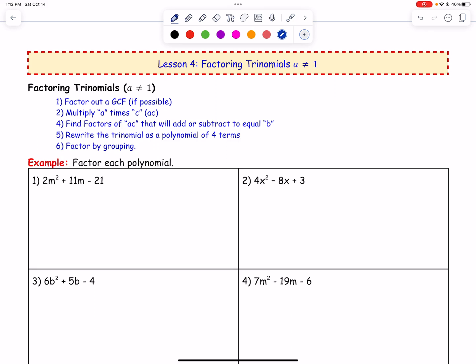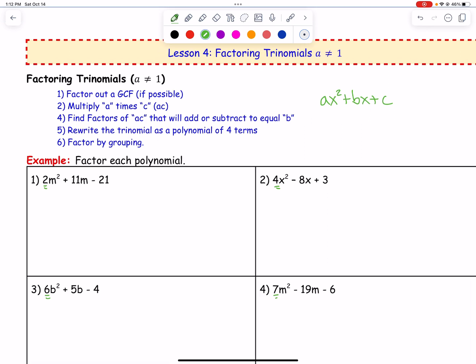In this video, we're going to take a look at factoring trinomials where a is not equal to 1. So remember, we're referring to a as in ax squared plus bx plus c, our standard form for quadratic functions. So the a is that leading coefficient. So when that is not equal to 1, like you can see on our examples, then we need to use this method. The other method would not work. So let's take a look.